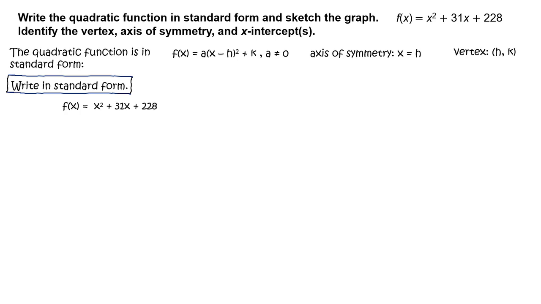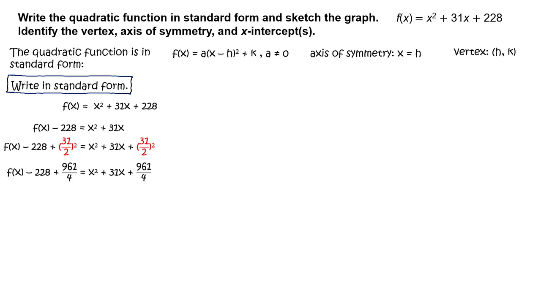Write the original quadratic function. Subtract 228 from each side of the equation. f of x minus 228 equals x squared plus 31x. Add 31 halves squared to each side of the equation. Simplify to get f of x minus 228 plus 961 fourths equals x squared plus 31x plus 961 fourths.